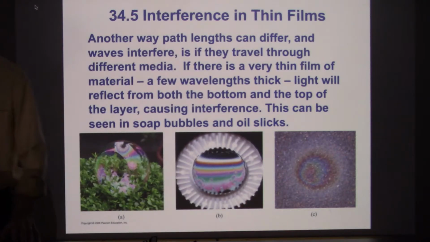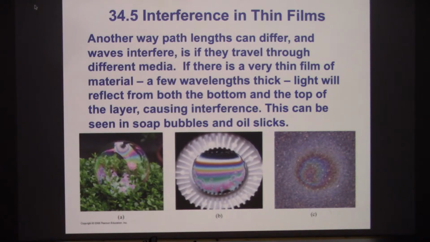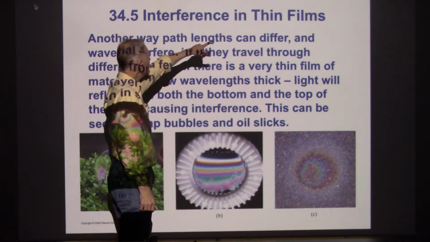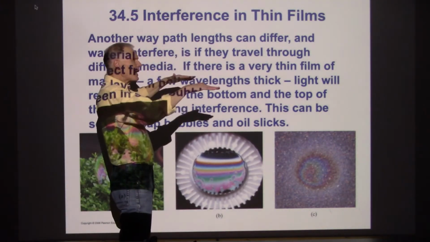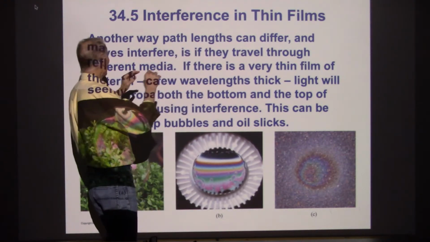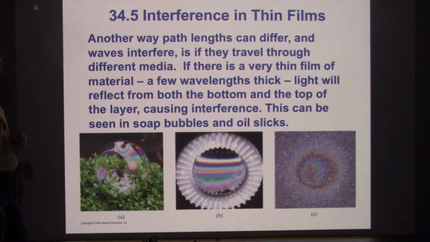All right, let's move on from the two-slit example, and let's take a look at another interference effect. This is something that I'm guessing you guys are familiar with. I'm guessing that you've probably seen this sort of stuff. This is an interference effect called interference due to thin layers of materials, or what's called thin films.